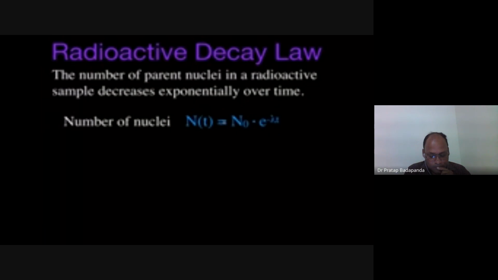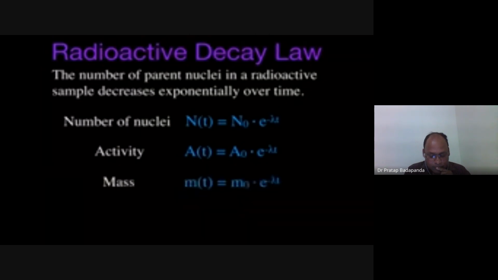Activity is defined as the number of radioactive decays per second. Well, if you have fewer radioactive nuclei, then you're going to have fewer decays. So we can use the same equation for activity. And of course, the number of nuclei, or the number of atoms, is directly related to the mass. So you can also use this equation for the mass.